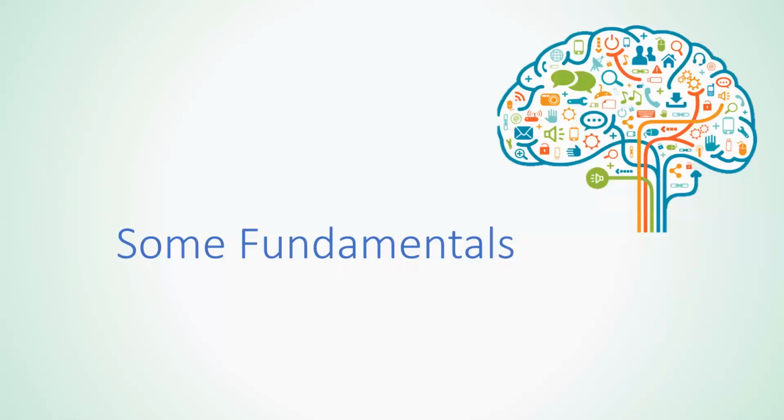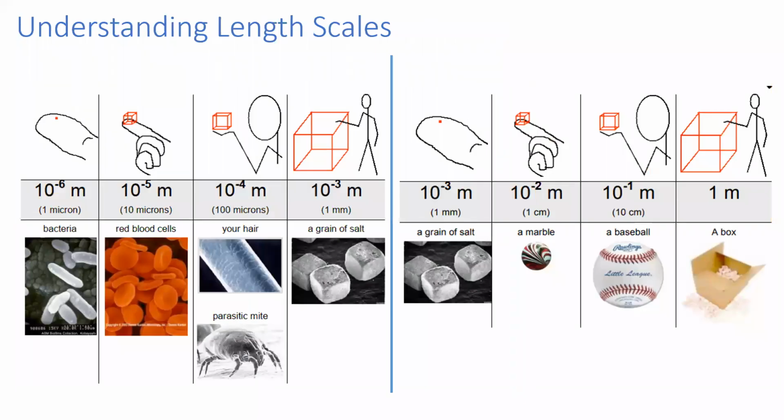Before understanding the technology in detail, let us understand some of the fundamentals, so that we can appreciate the technology that is being used to purify the water. First and foremost, we will understand the length scale. So what is the length scale? Suppose we have one human, and a cube of 1 meter by 1 meter by 1 meter, in comparison to a human being. It is almost the size of the human, a little smaller than that.